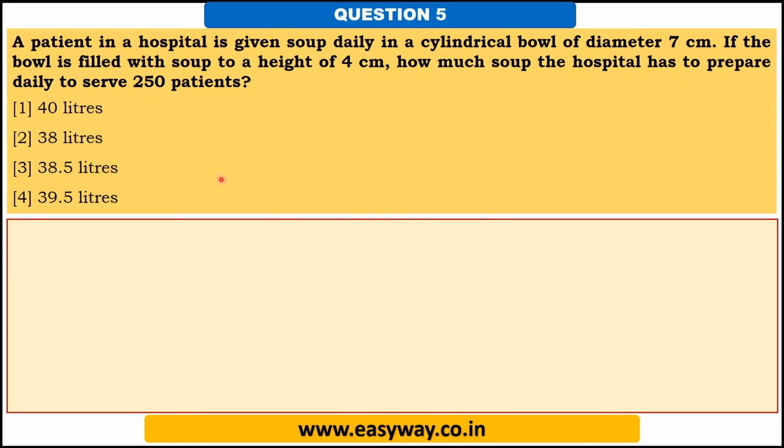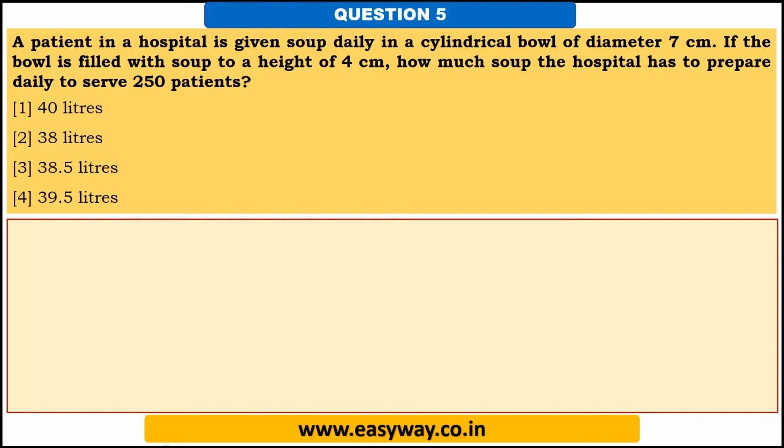Now the next question is, a patient in a hospital is given soup daily in a cylindrical bowl of diameter 7 cm. If the bowl is filled with soup to a height of 4 cm, how much soup does the hospital have to prepare daily to serve 250 patients? Okay, now in this question it is said that in a hospital, a patient is given soup in a cylindrical bowl, and the diameter of that particular bowl is 7 cm, and the height till which it is filled is 4 cm, and that such soup is given to 250 patients. We have to find out the amount of soup given to all patients.